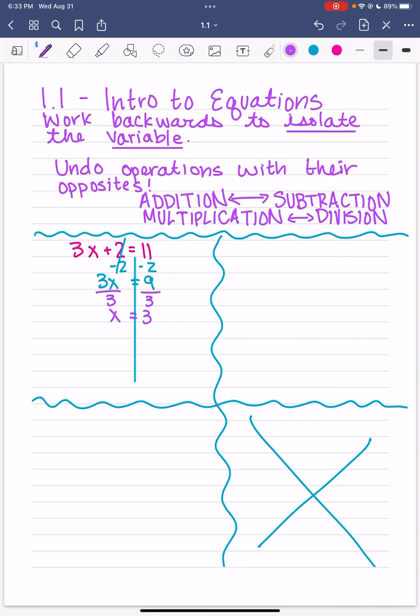At the end of each problem, you need to clearly write your answer as x equals. If you don't think I'm going to be able to find your answer, go ahead and put a circle or a box around it.